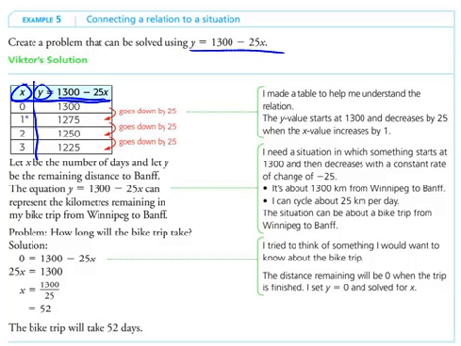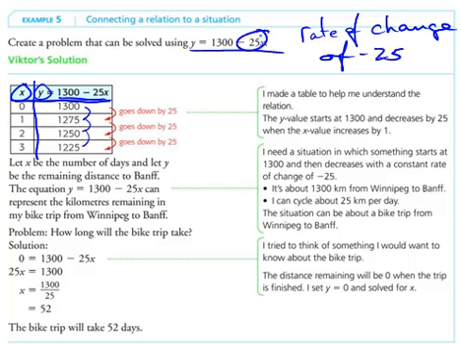So as x goes from 0 to 1 to 2 to 3, the y value goes from 1300 down by 25 to 1275, 1250, 1225. So there's a rate of change here of negative 25. We've seen that before. There's a number associated with the variable. So he needs to come up with a problem.